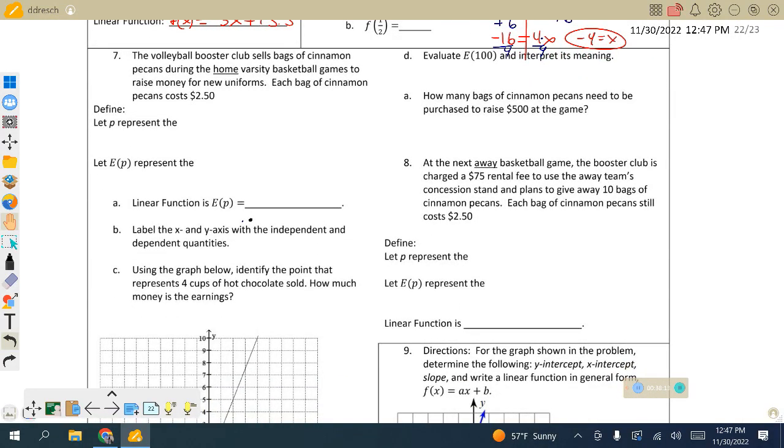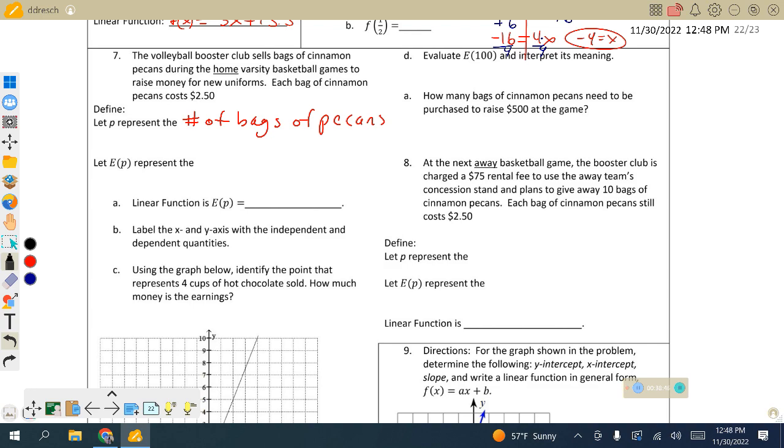So with number 7 here, we got a lot going on again. A lot more going on. Let's go ahead and finish it off. All right. So on number 7, we're selling pecans. So P is representing the number of bags of pecans sold.